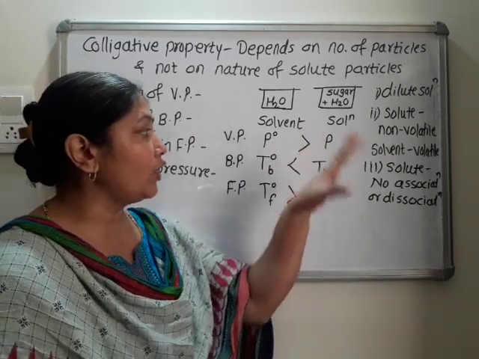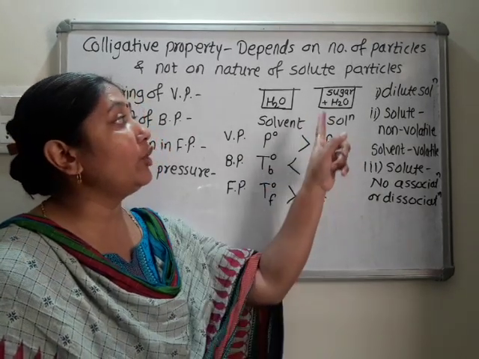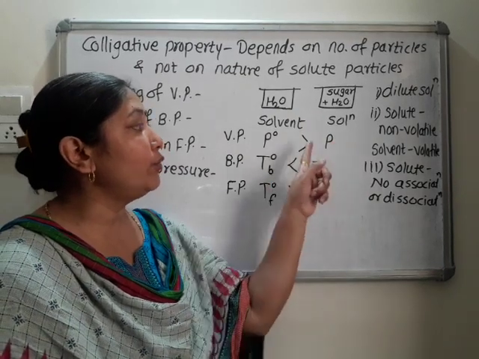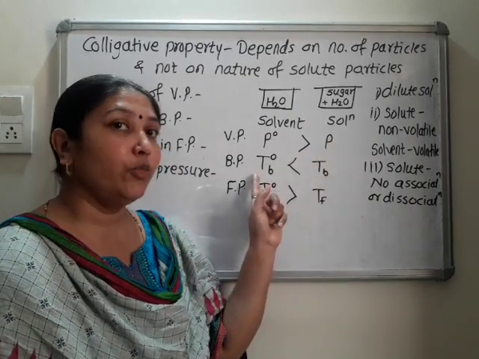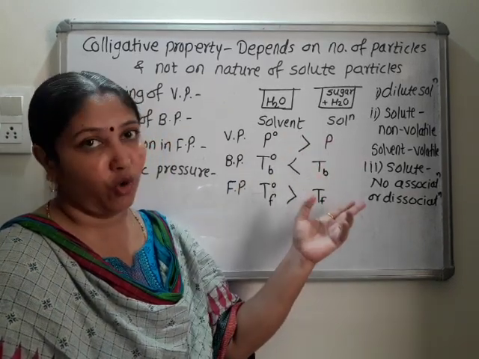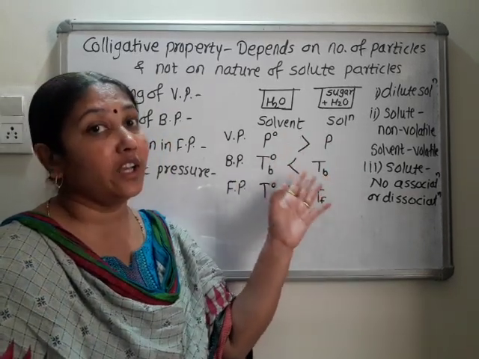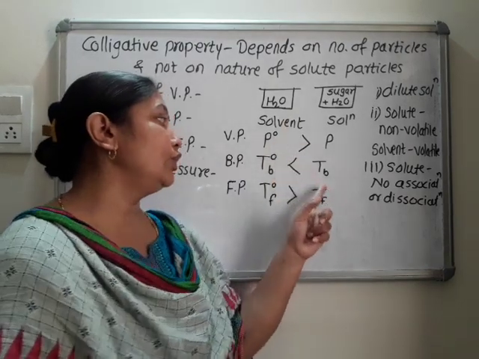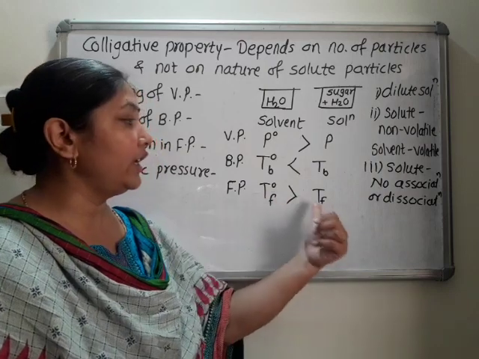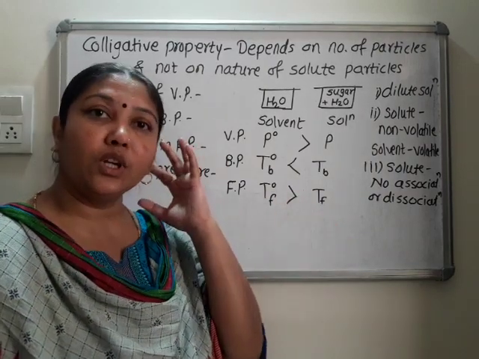So the vapor pressure of the solvent decreases. The boiling point of the solution increases; the boiling point of the solution is higher than that of the pure solvent. The solution boils means ultimately the solvent in that solution boils. So the boiling point increases and the freezing point decreases due to the addition of solute.